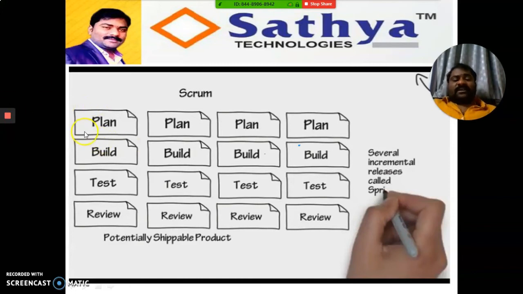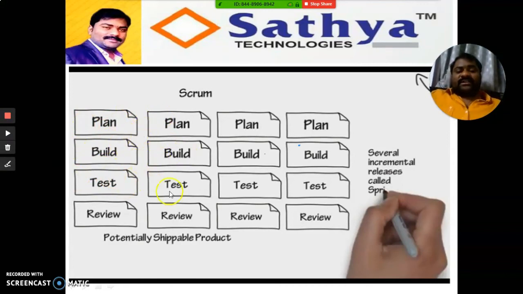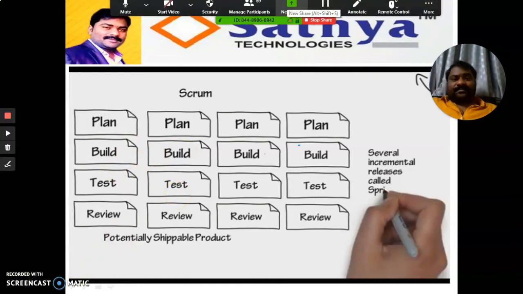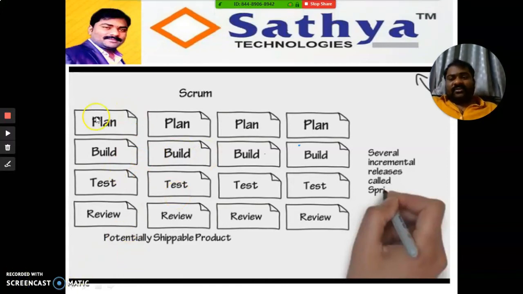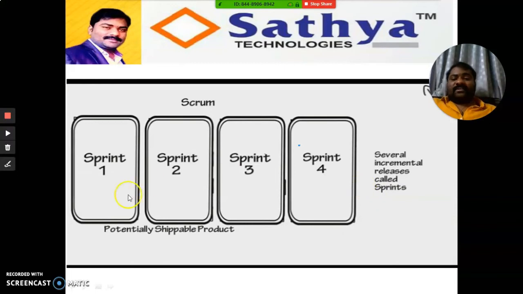Now here you can see, the first sprint is nothing but some story: design the story, write the coding, testing, and after completing the development of this story, again apply the same principle to the next story. That is our incremental releases of your particular product, which is called a sprint. Are you following? This is sprint 1, sprint 2, sprint 3, sprint 4.